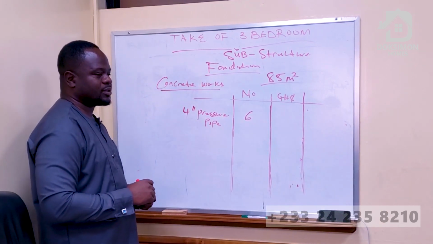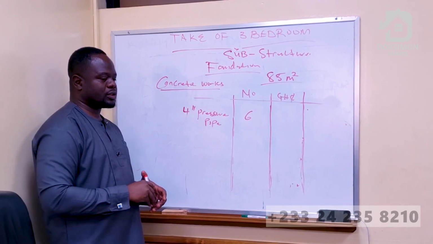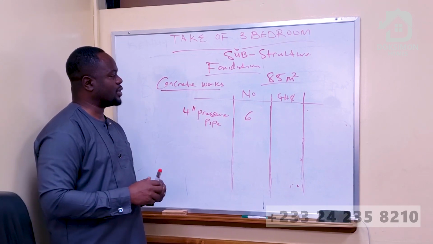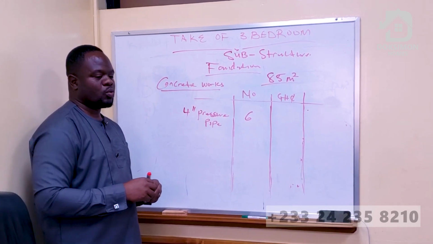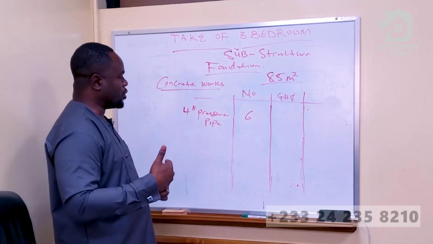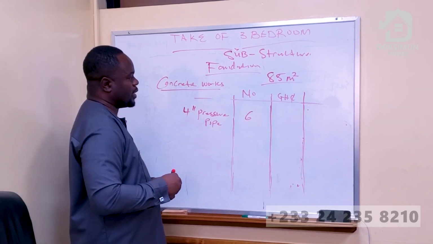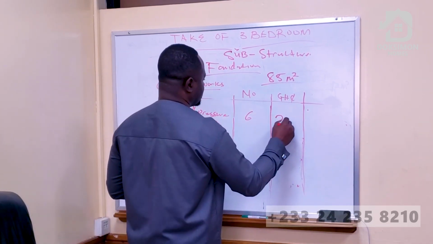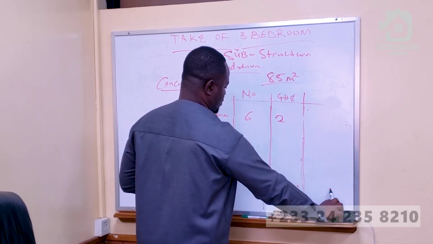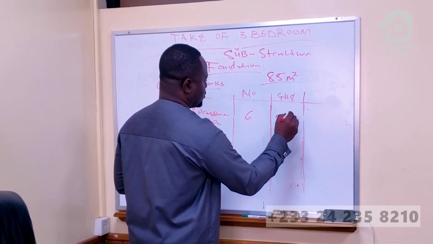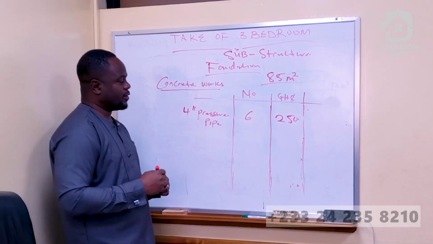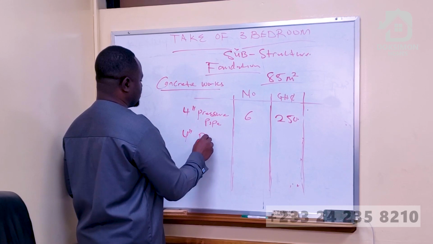Now, pressure pipes help us because the foundation cannot just be accessed after it's built. We need a pipe that can really sustain the pressure coming from the waste or any other parts of the building, since we will be using them often. And then we are looking at 250 per pipe. Then we also have the 4 inches bend.